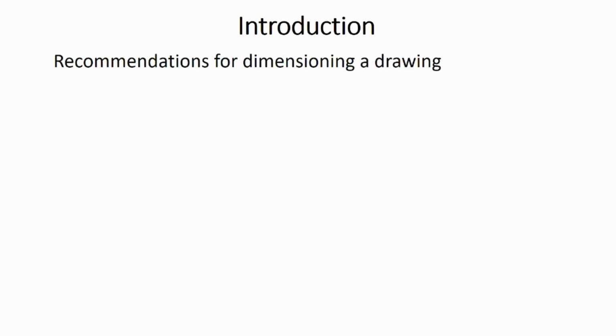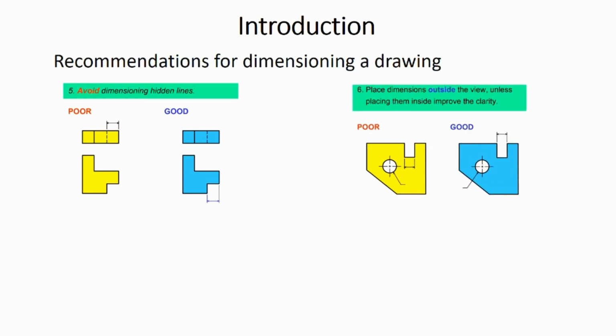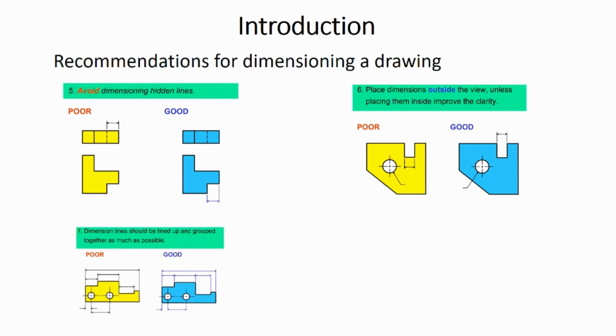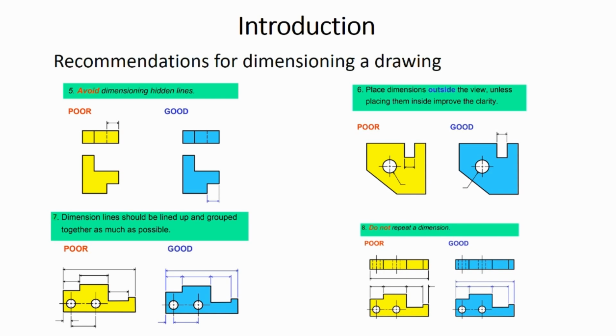The next slide shows additional recommendations regarding dimensioning a drawing. Avoid dimensioning hidden lines as illustrated in the fifth figure. Place dimensions outside the view, unless placing them inside improves the clarity as illustrated in the sixth figure. Dimension lines should be lined up and grouped together as much as possible as illustrated in the seventh figure. And finally, do not repeat a dimension as illustrated in the eighth figure.